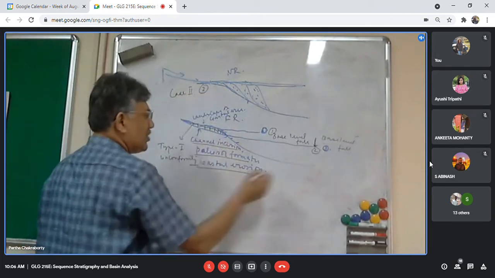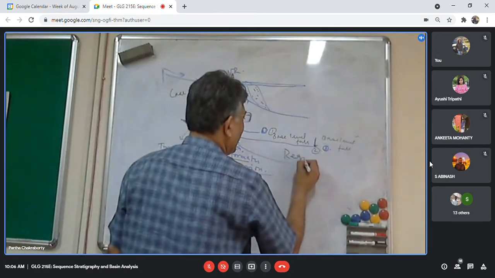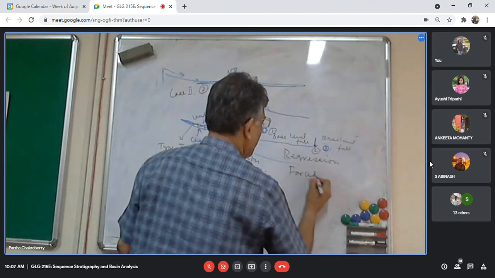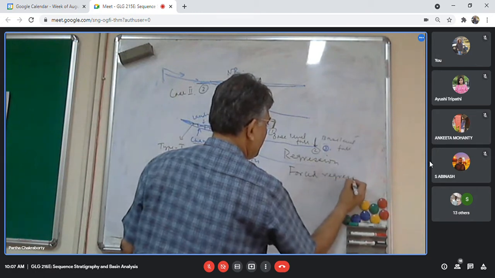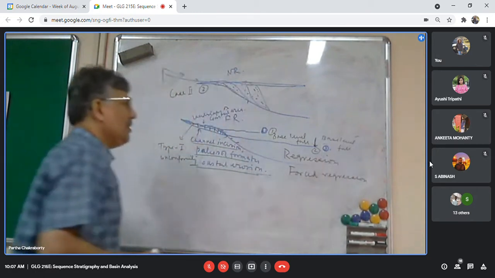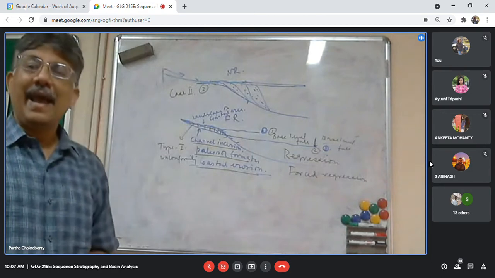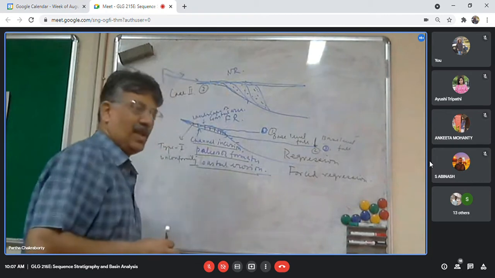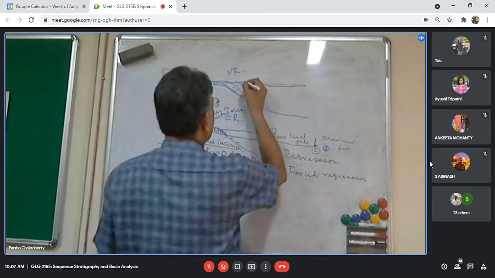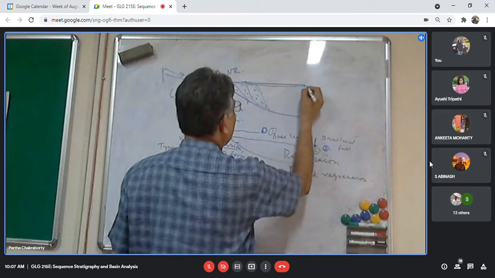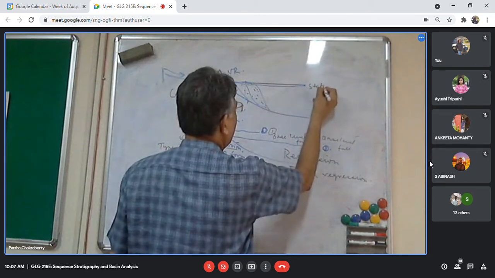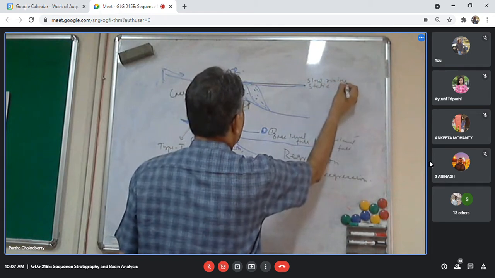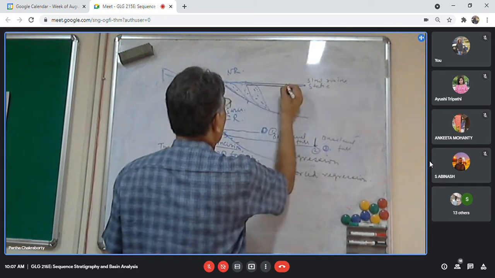Actually, this is a product of regression, what we call forced regression, where you have an active base level fall. Now I am coming to the second case. What I am doing is not allowing any base level fall. Base level remains static or very slow rising.